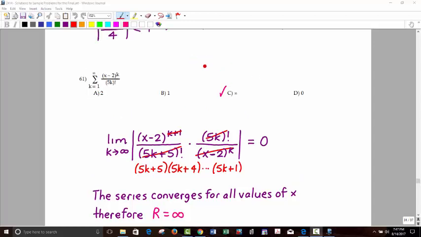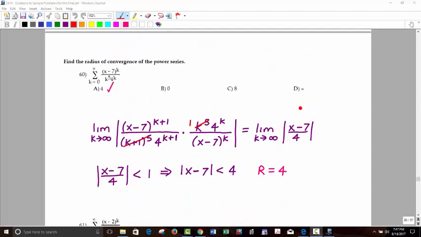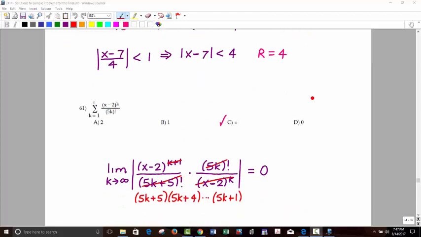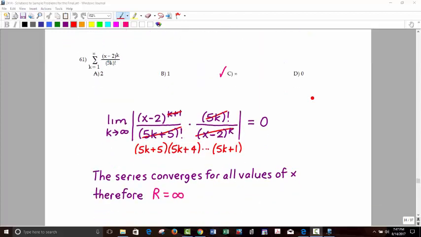All right, number 61. We are trying to find the radius of convergence, just like number 60. So we will apply the ratio test. So we have k. You can obviously change this to n. You don't have to use letter k. So we have the limit as k goes to infinity of x minus 2 to the k plus 1 over, then when you replace k with k plus 1, that will actually give you 5k plus 5.